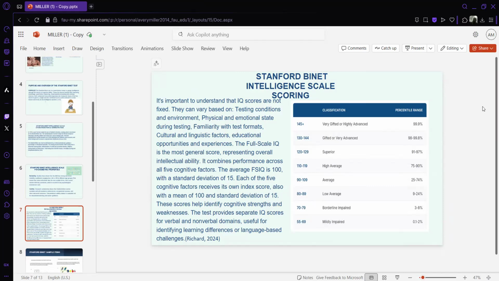The full scale IQ is the most general score representing the overall intellectual ability. It combines performance across all five cognitive factors. The average FSIQ is 100 with a standard deviation of 15. Each of the five cognitive factors receives its own index score, also with a mean of 100 and a standard deviation of 15. These scores help identify cognitive strengths and weaknesses. The test provides separate IQ scores for verbal and nonverbal domains, useful for identifying learning differences or language-based challenges.